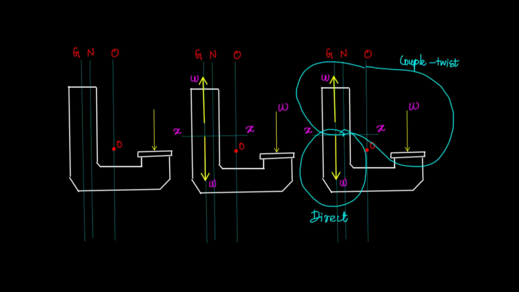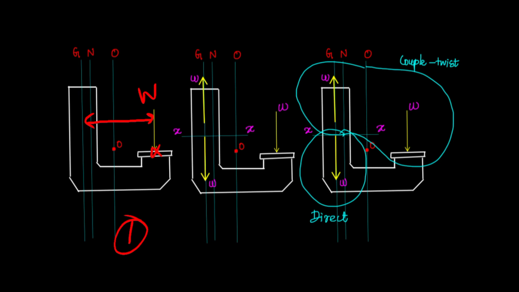Okay, so we can analyze the diagram to identify what different stresses will be induced in the particular curved beam. Let me see the first diagram. In the first diagram we can see there are three different axes. G is the centroidal axis, N is the neutral axis and O is the axis through the center of curvature. The fourth one is the load acting point. The load is W, which is acting at the end of the clamp. From the centroidal axis the load is deviated.